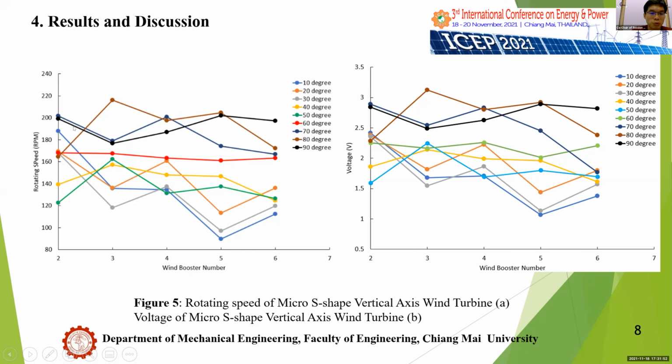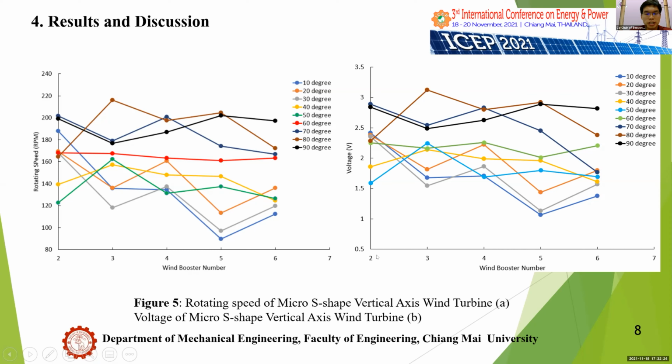The next one is the wind booster number. If we increase the wind booster number, of course, at the beginning, if we increase from 3 to 4, the velocity of the wind turbine increases. But at a high wind booster number, if we put in more, it will block the airflow. That's why the rotating speed of the wind turbine decreases. That's why we have two main parameters: wind booster number and wind booster angle. This is the first performance parameter, rotating speed.